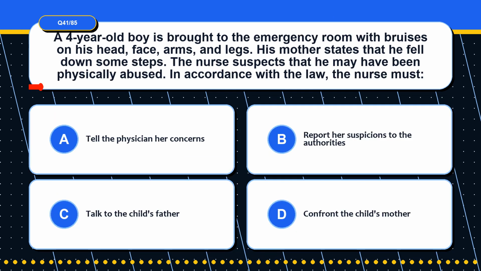Question 41. A 4-year-old boy is brought to the emergency room with bruises on his head, face, arms, and legs. His mother states that he fell down some steps. The nurse suspects that he may have been physically abused. In accordance with the law, the nurse must, here are the options. Option A, tell the physician her concerns. Option B, report her suspicions to the authorities. Option C, talk to the child's father. Option D, confront the child's mother.